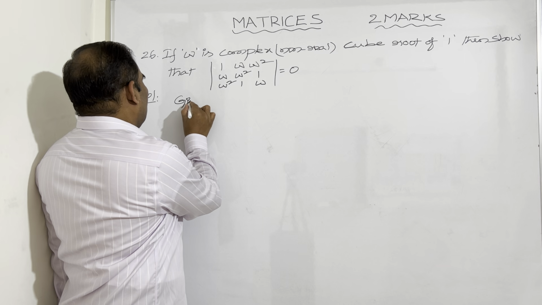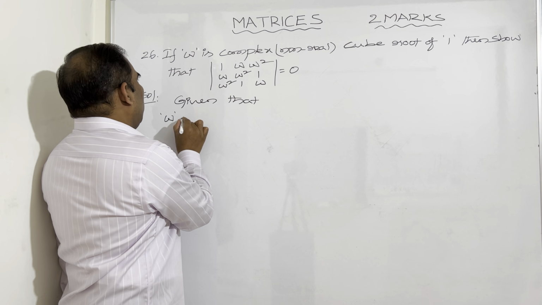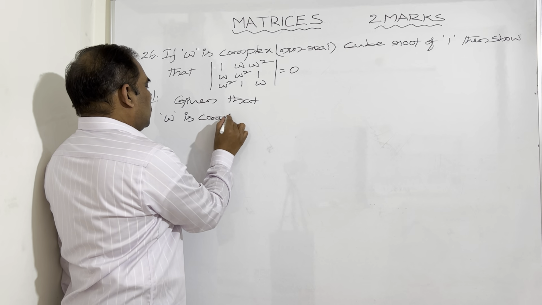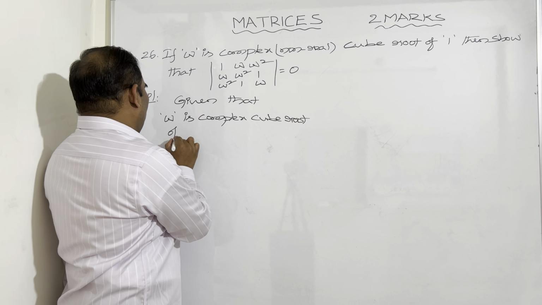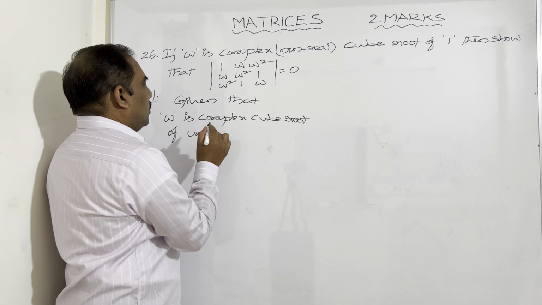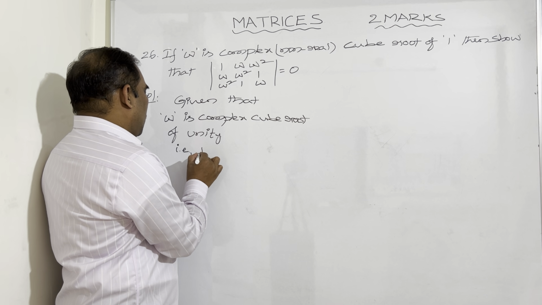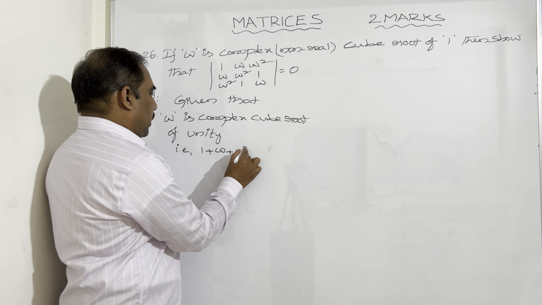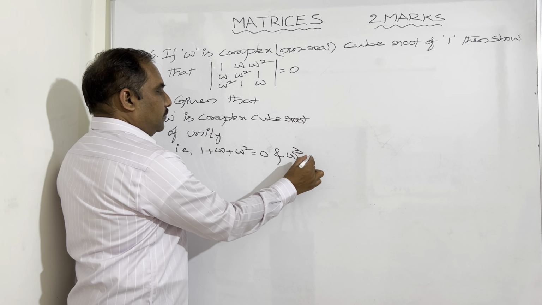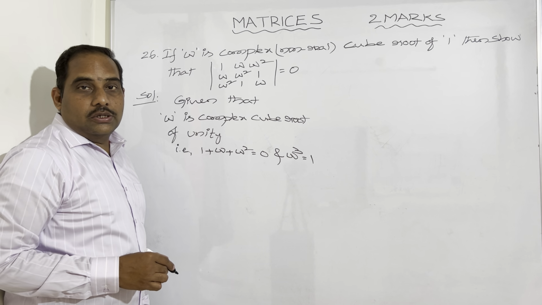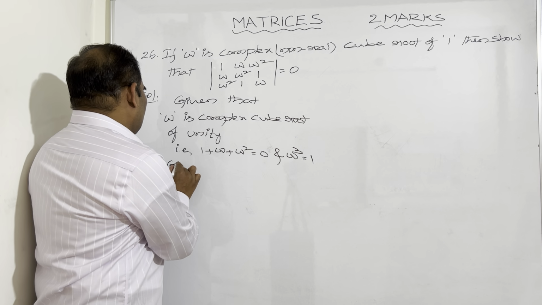So given that omega is a complex cube root of unity, that means the sum of 1, omega, omega square is equal to 0, and also the product of 1, omega, omega square, that is omega cube, is equal to 1. These conditions are applicable.